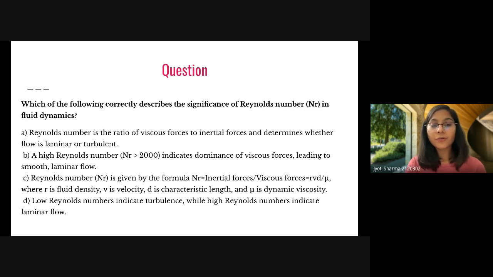A: Reynolds number is the ratio of viscous force to inertial force and determines whether flow is laminar or turbulent. B: A high Reynolds number indicates dominance of viscous force leading to smooth laminar flow. C: Reynolds number is given by the formula Re equals inertial force upon viscous force. D: Low Reynolds number indicates turbulence while high Reynolds number indicates laminar flow. You have to tell me the correct statement or correct significance of the Reynolds number.